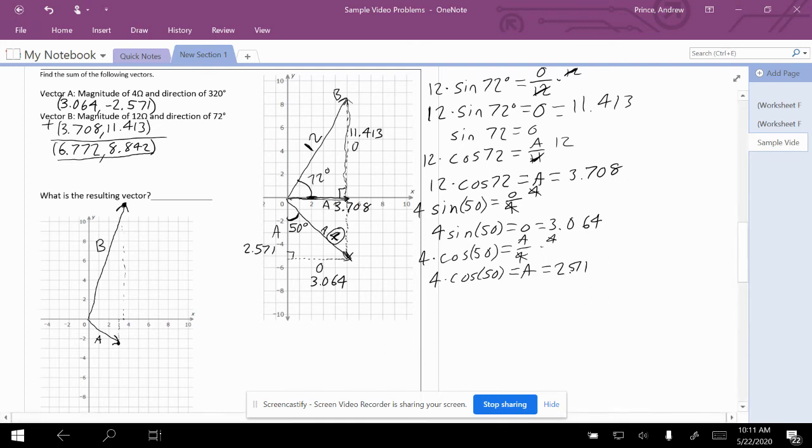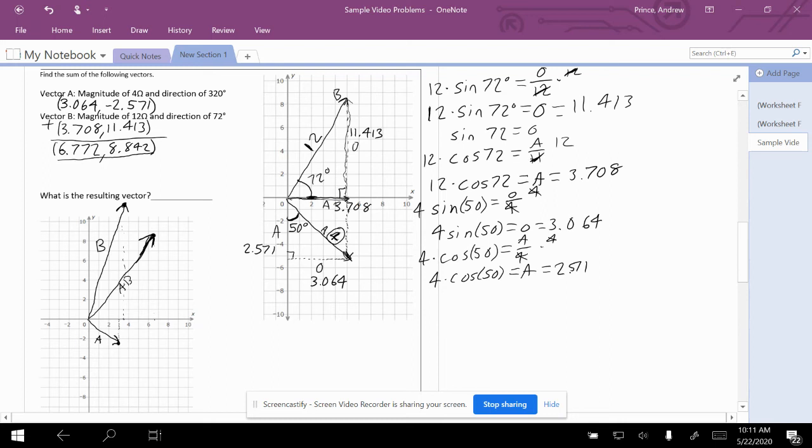So 6.772 on the positive x and 8.8 positive on the positive y. So I want to be somewhere right around here, which is kind of where I thought I'd be, right? Because both of these are going in the positive x direction, so that increased. And the bigger one was heading up in this direction. So this is going to be vector AB.